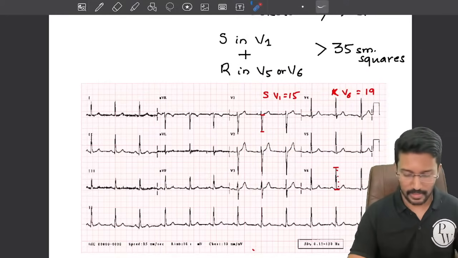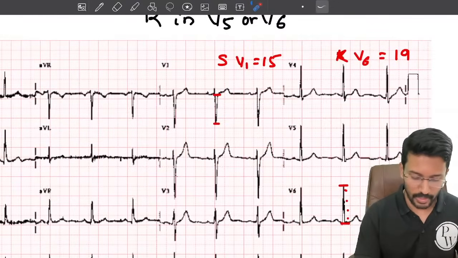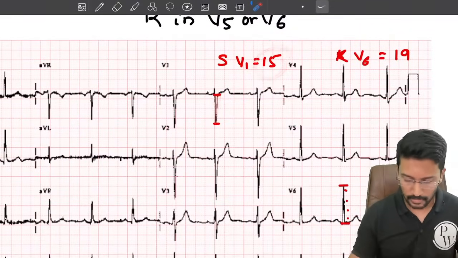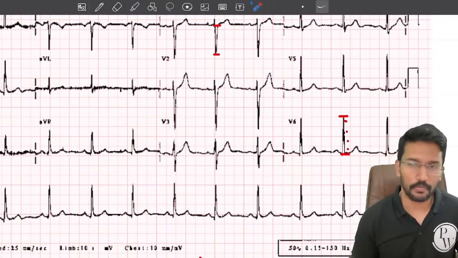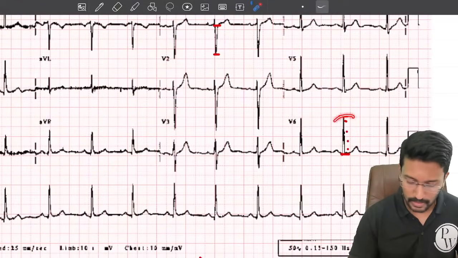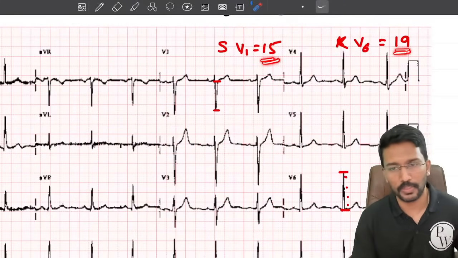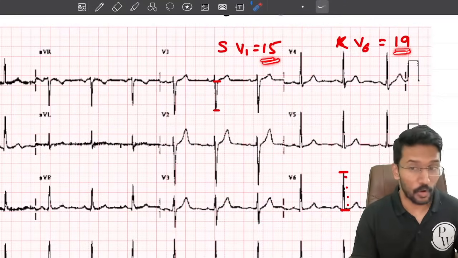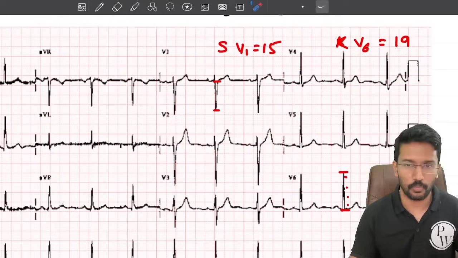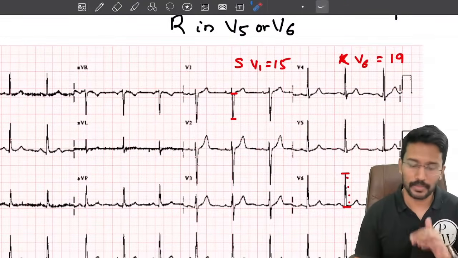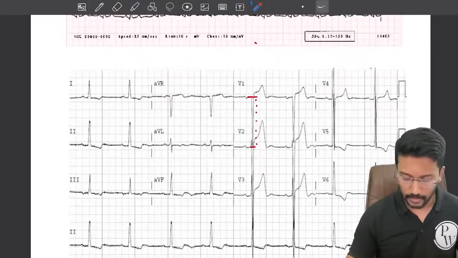So in this ECG example, you can see we are looking at S in V1. The S amplitude in V1 here is 15 small squares, and then we will look at R in V5 or V6. So R here in V6 is 19 small squares. So 15 plus 19, how much will that become? Around 34. It is not more than 35. So it is unlikely to be a case of left ventricular hypertrophy. But if it was 35 plus, it would be considered left ventricular hypertrophy.